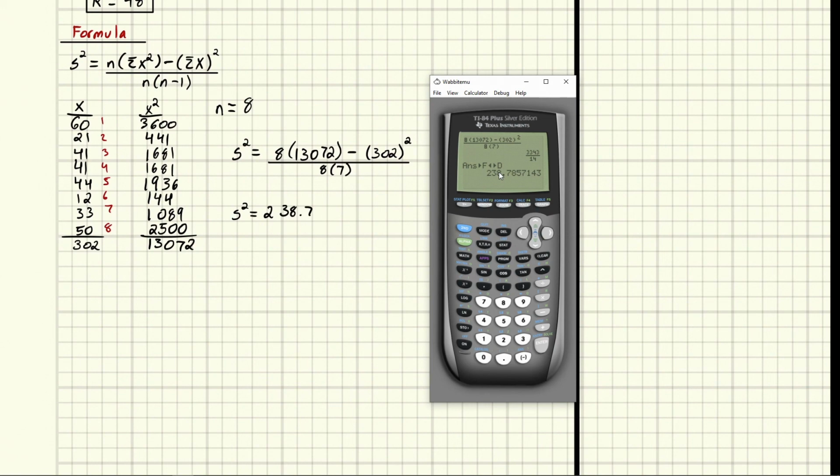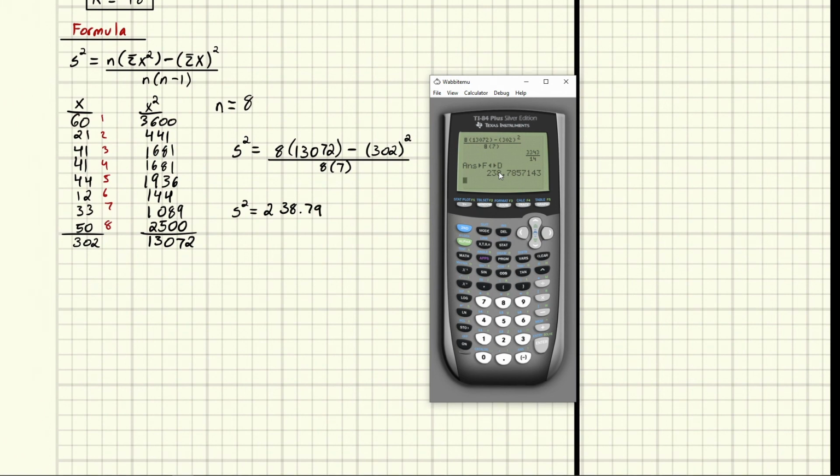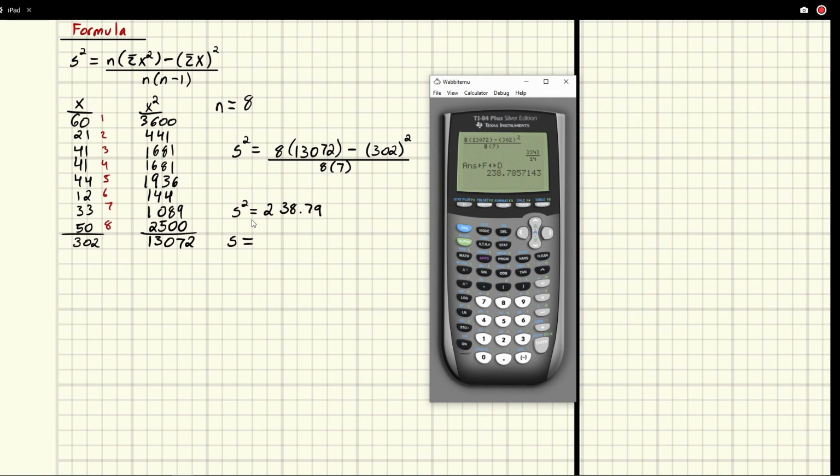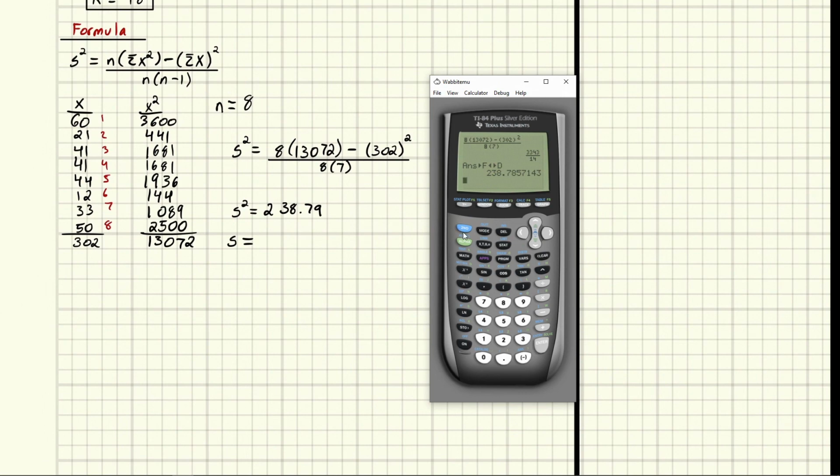Well, let's round it. Let's make it 79. Okay, cool. So to get the standard deviation, because this is the variance, all we do is take a square root. So the square root of this will give us the standard deviation. So we're going to take second, and then on the square key, you can see it in blue, there's a square root. So we're going to choose that. And then we want this number in there. So we can do that.